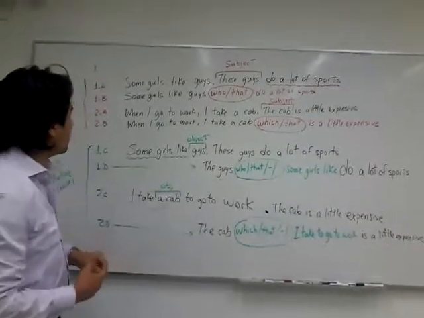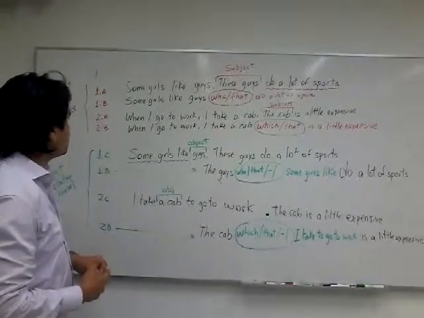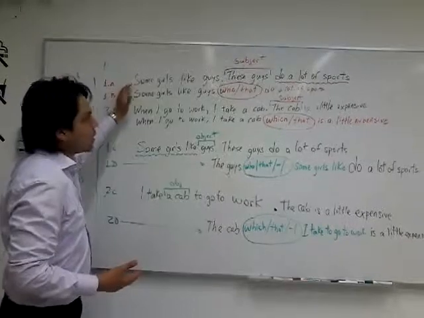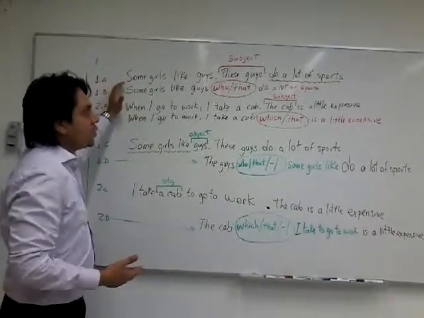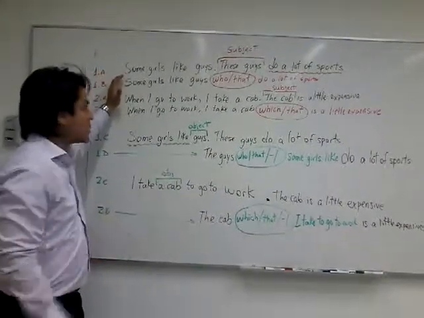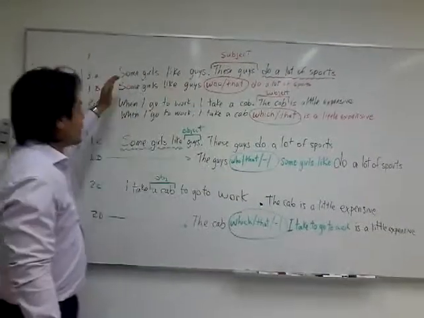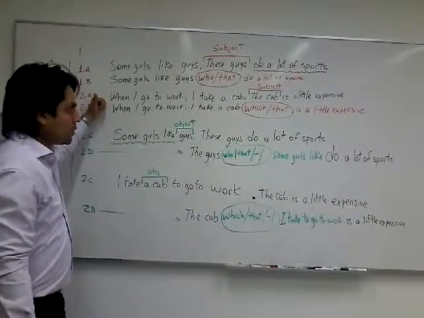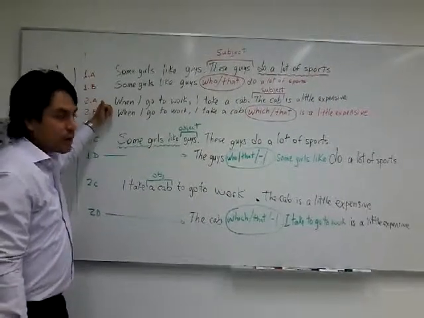Okay, so now we actually have two sentences. We have this sentence: Some girls like guys. These guys do a lot of sports. That's one sentence. Well, actually two sentences. And then we have this other: When I go to work, I take a cab. The cab is a little expensive, right?